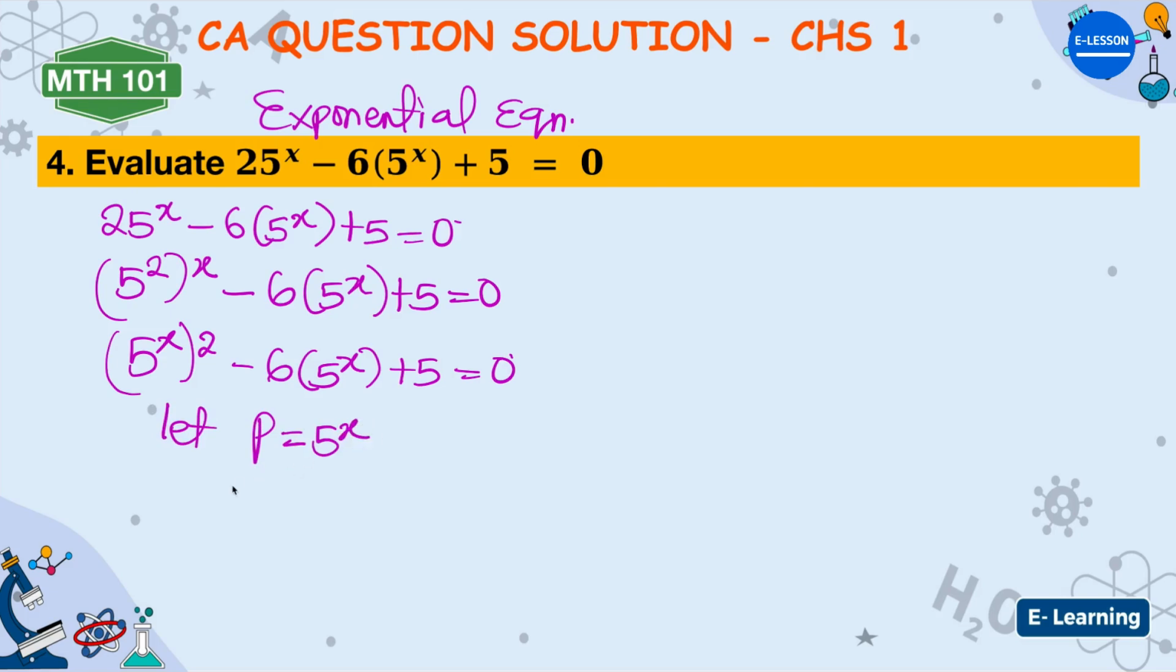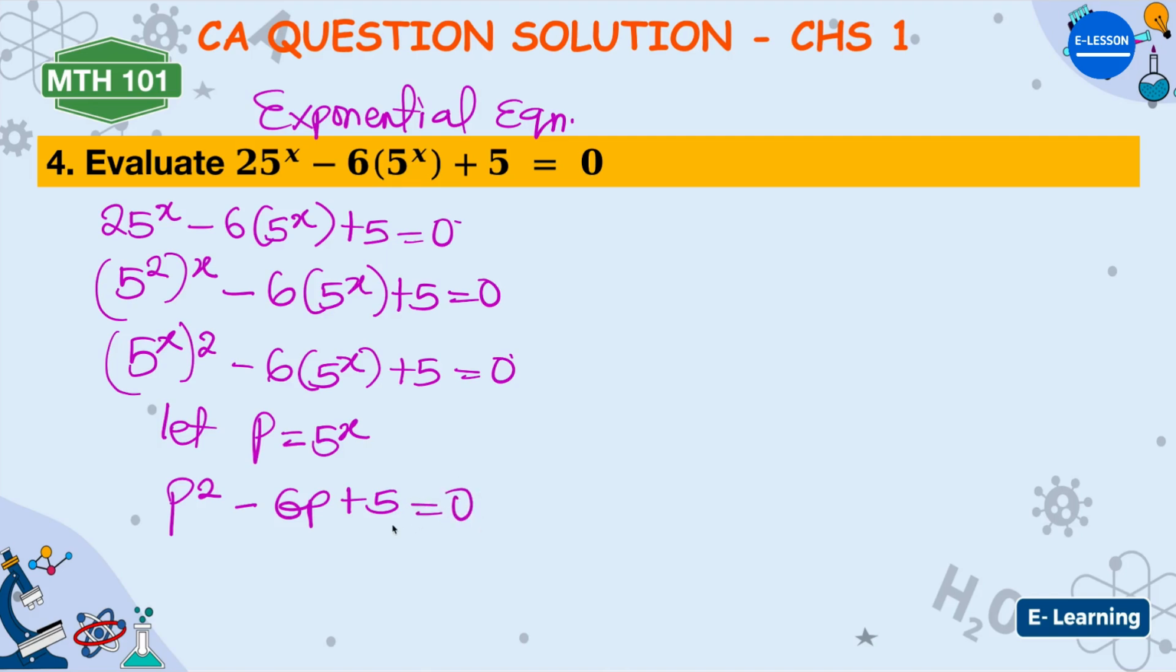Now, we can now say let p be equal to 5 raised to the power of x, so that wherever we see p now, we are going to put 5 raised to the power of what? x. Is that okay? Now, let us solve. So here will be what? p squared minus 6p plus 5 is equal to 0.